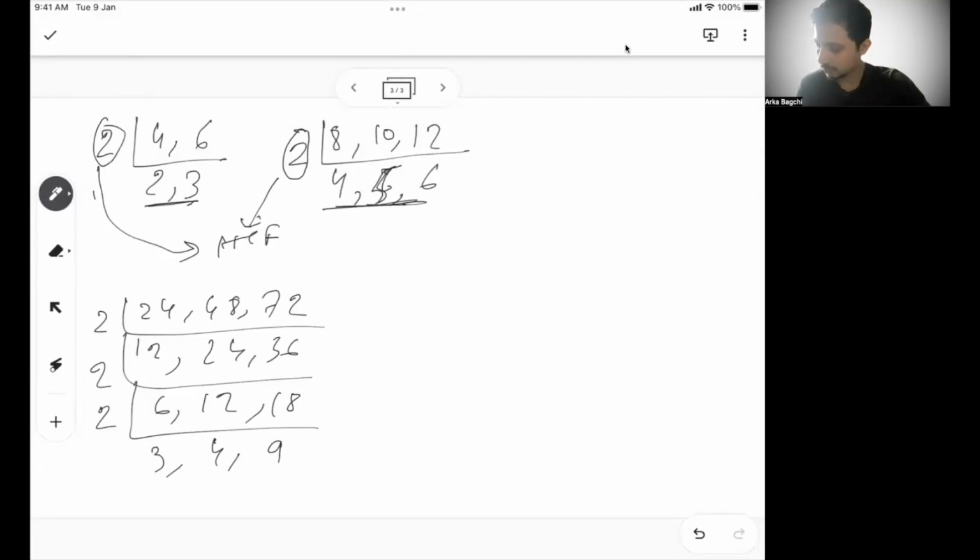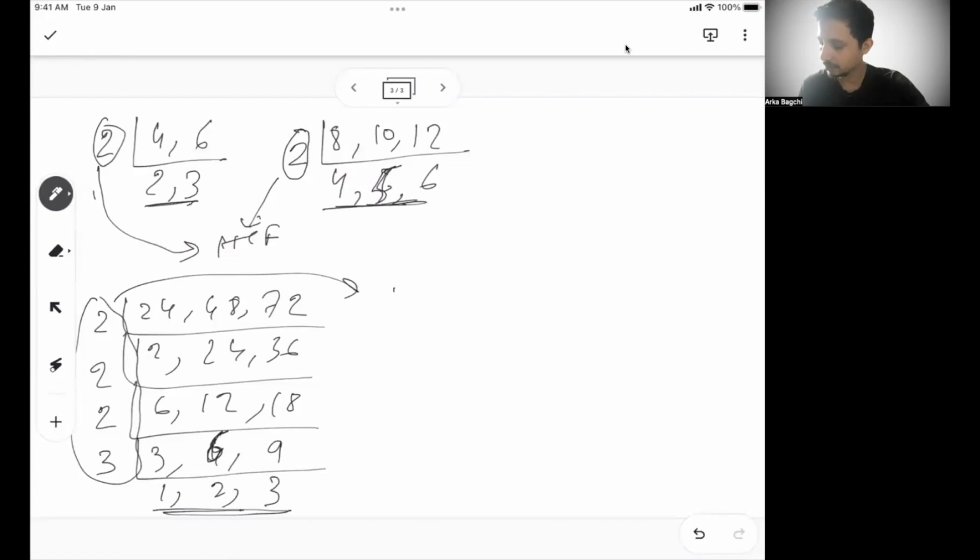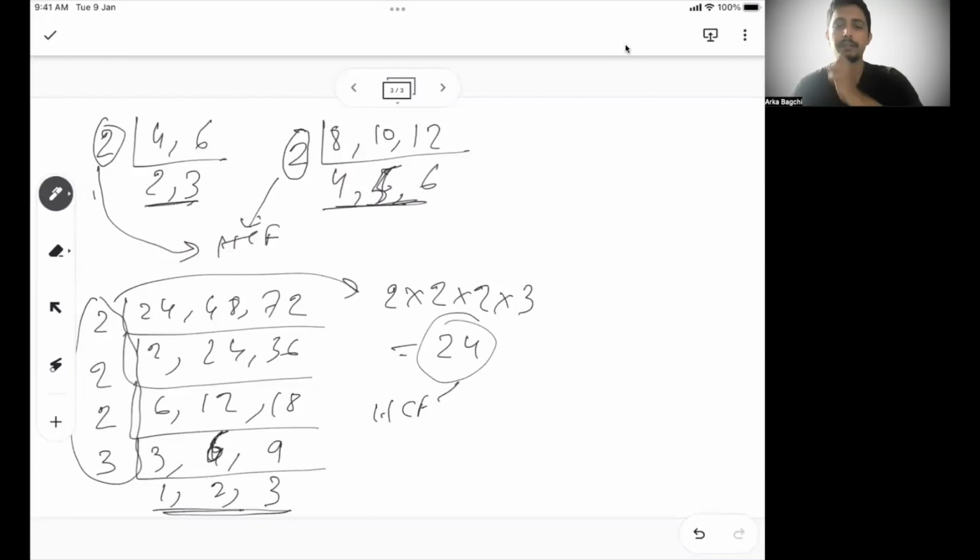Okay, there's one mistake. This is 3, this will be 6. 3, 6, and 9. Now, again, for the 3 we will go: 1, 2, 3. Now there is no common factor between these 3. So HCF will be taking these numbers only. Taking these numbers, we can say 2 into 2 into 2 into 3. It is 24, the HCF of 24, 48, and 72.